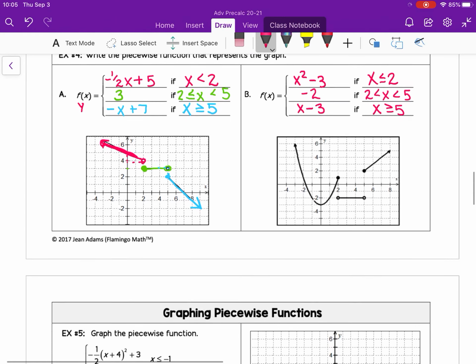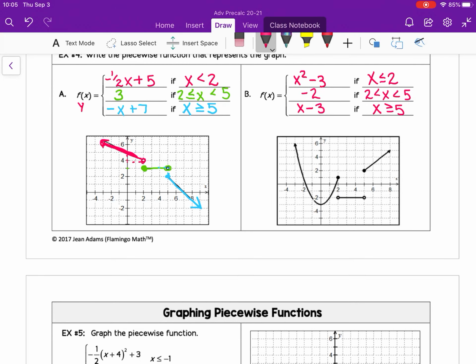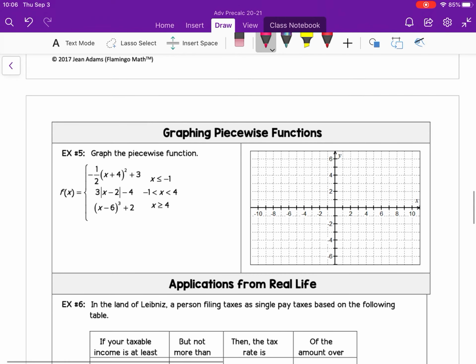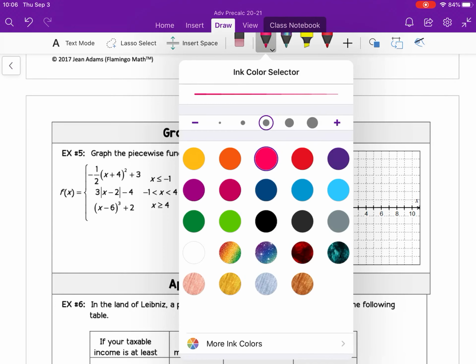You may have forgotten how a parabola graphs, so remember it was just a shift down 3, so that's minus 3 on the outside. All right, let's look at graphing quickly.